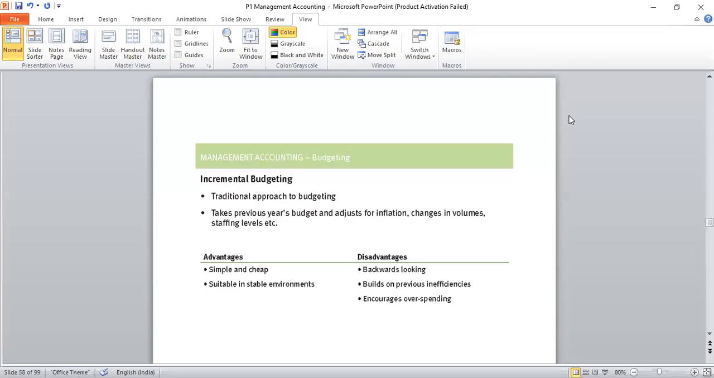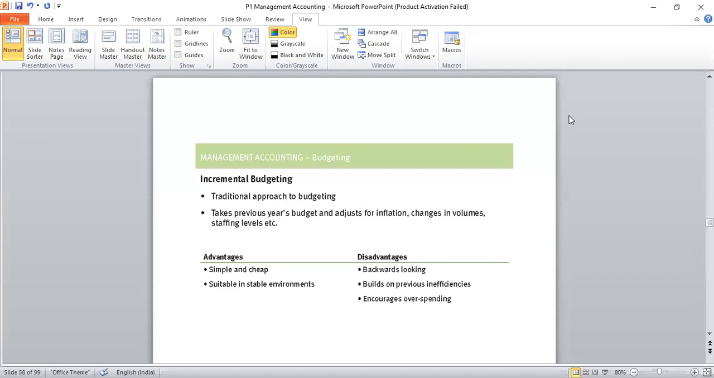Okay. This is the most common way of preparing budgets. This is the traditional approach to budgeting, because something is already prepared and available. It takes the previous year's budget and adjusts for inflation, changes in volume, staffing levels, etc. What are the advantages? It is simple and cheap, suitable in stable environments when not many changes are anticipated. They can go with this type of budgeting, incremental budgeting.